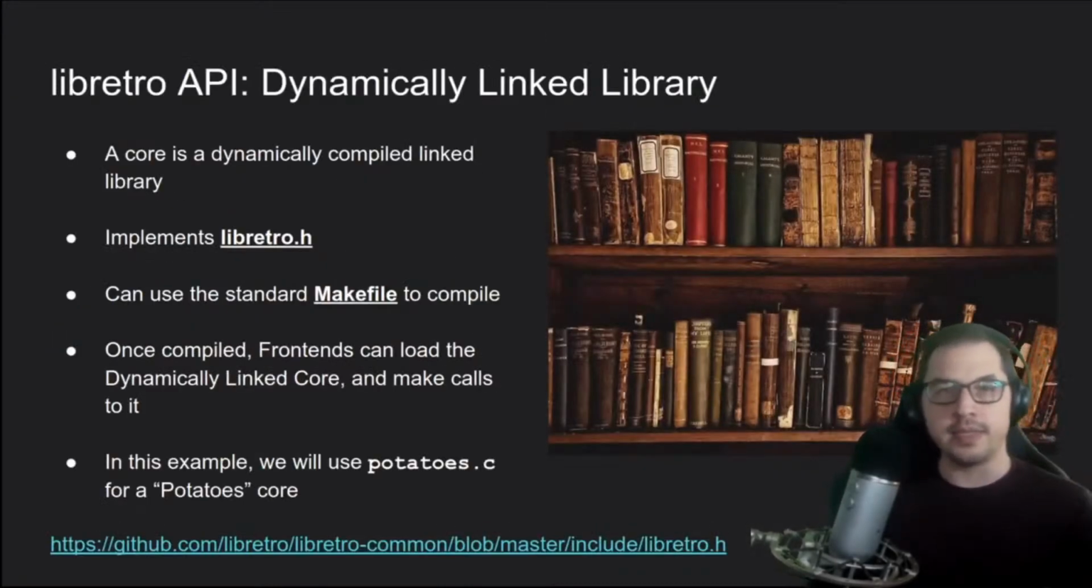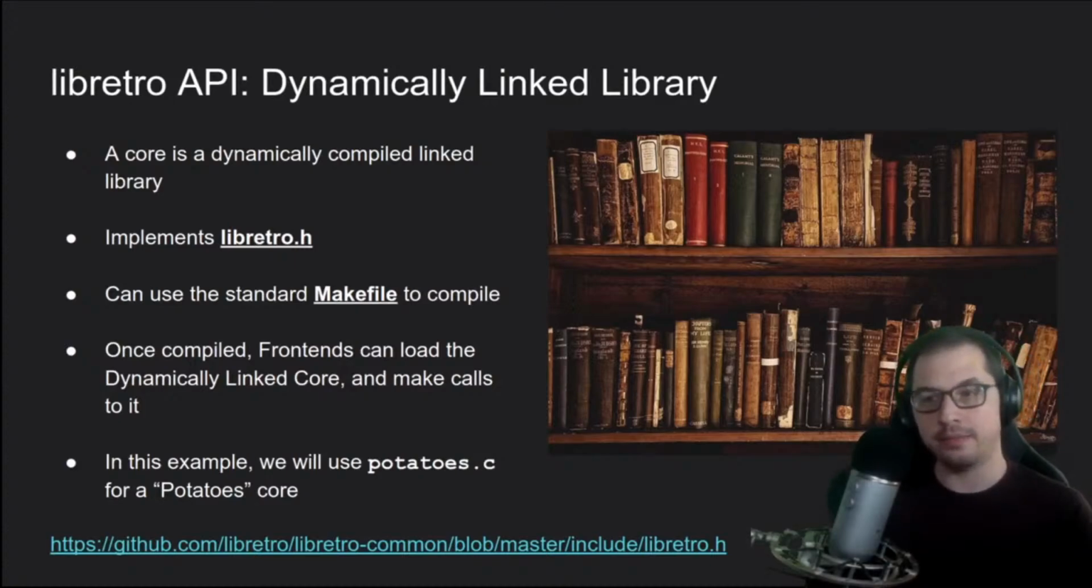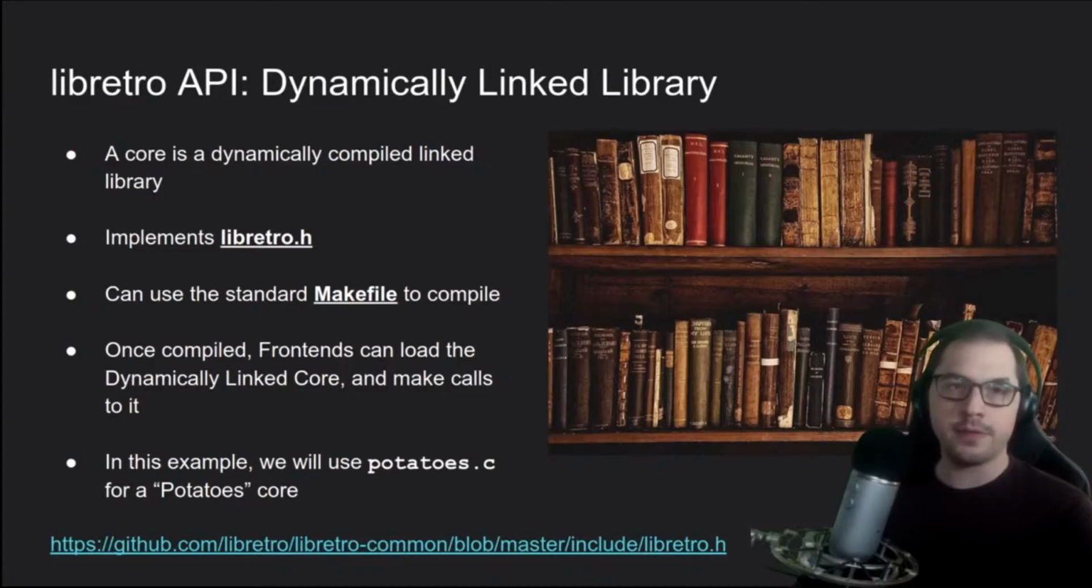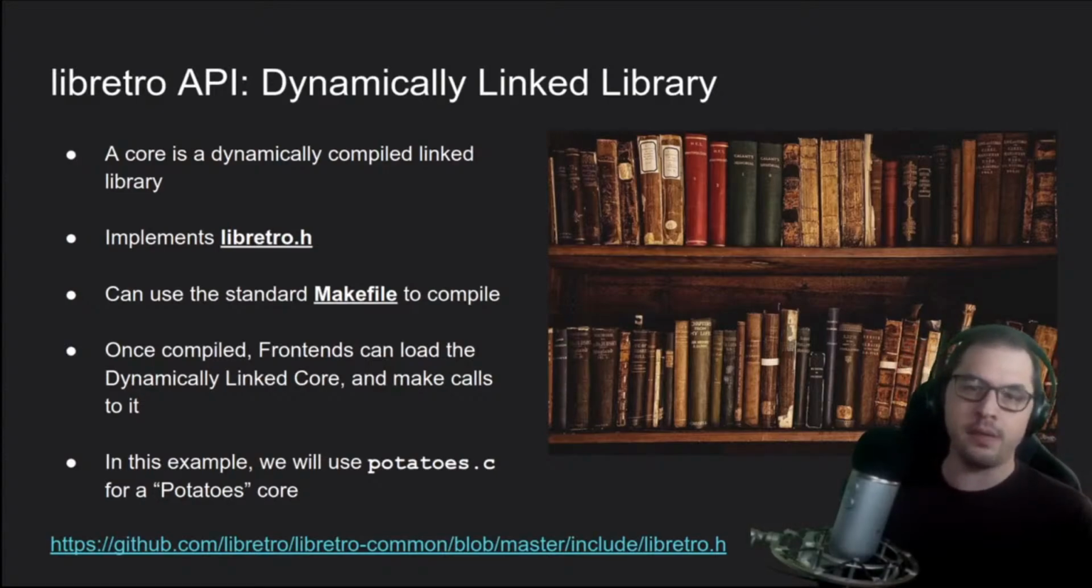So a Libretro core is essentially a dynamically linked compiled library that implements the libretro.h header file. It takes function declarations from libretro.h and defines those functions as callbacks so that front ends can call them. Libretro provides a standard makefile that you can use. A makefile is essentially just a definition file of how a program should be compiled. There's many different uses of it. The Libretro makefile is pretty standard. It lets you compile for all of these different platforms. So that's one that I use heavily.